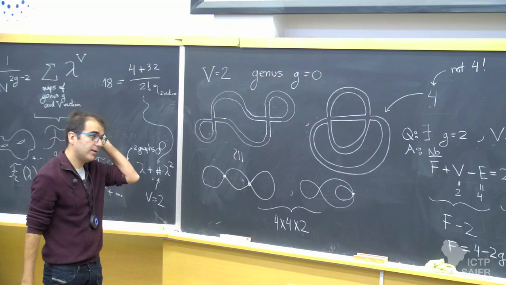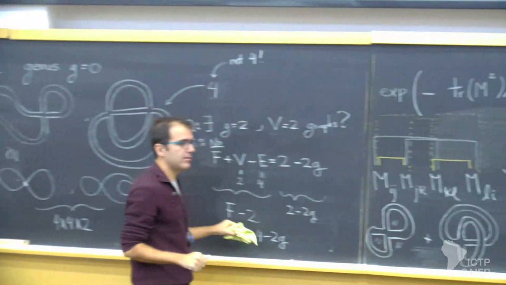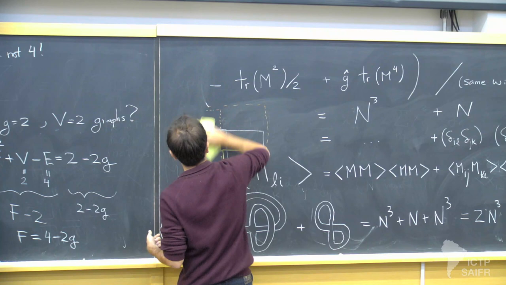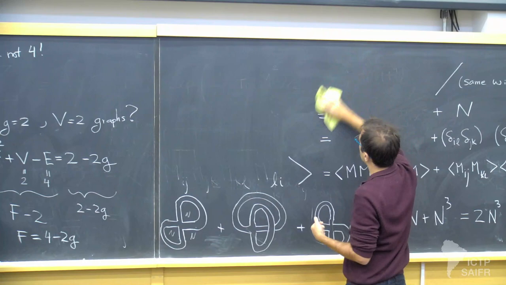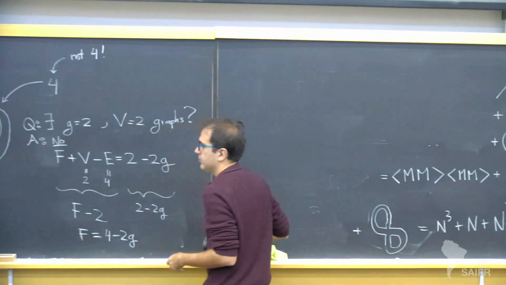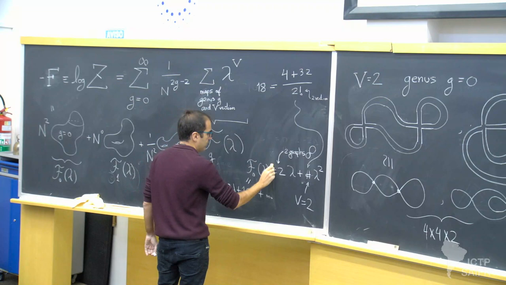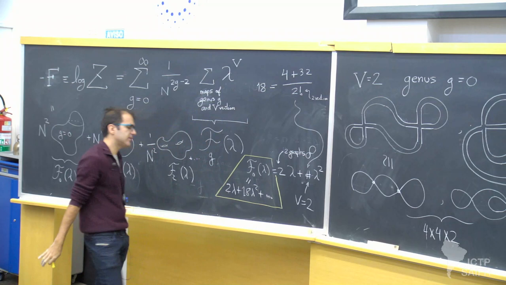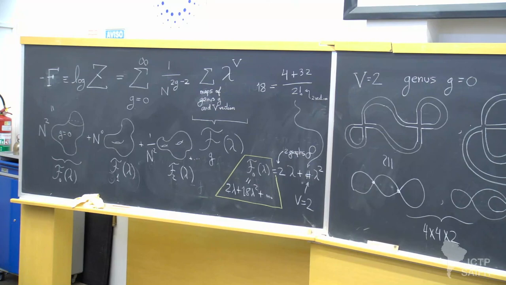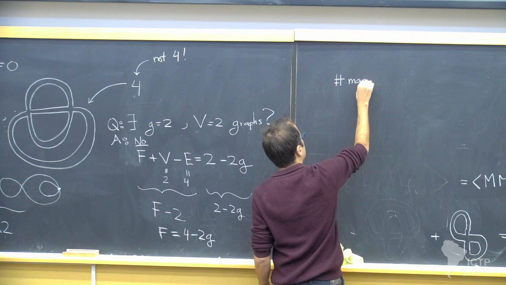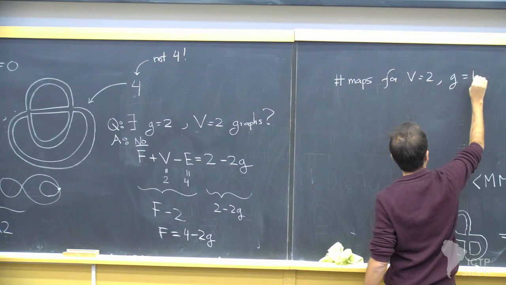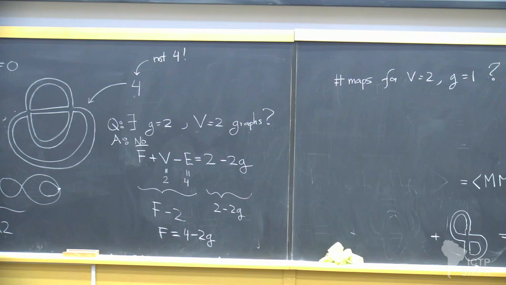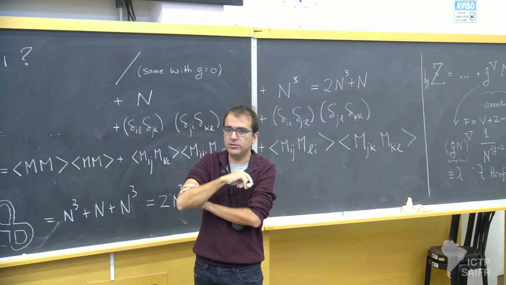Okay? And how many graphs are there for genus 1? So for genus 0, we already worked it out. It was 36 in total. When we divide by 2, we get 18 for the indistinguishable vertices. And we got this nice result. And then we ask, how many maps for v equals 2, g equals 1? Okay. Apparently, all other graphs that are not of this type are genus 1. We could just draw them and count them. But we can do something smarter using what we did already. So we can recycle what we did already.